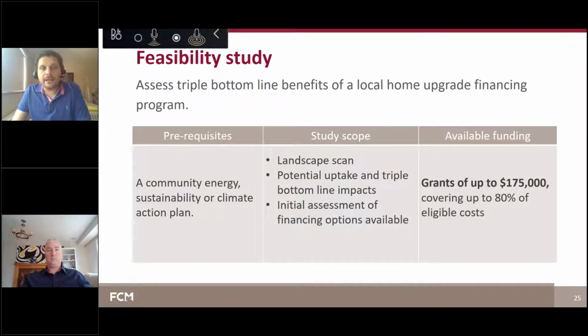Now, some of this information may already exist in your energy plan or climate action plan. Municipal staff time is an eligible cost to undertake a study, so this type of study can be done in-house. It doesn't need to be undertaken by an external consultant. And like all grants, for the study stream, $175,000 is available per study, up to 80% of eligible costs.